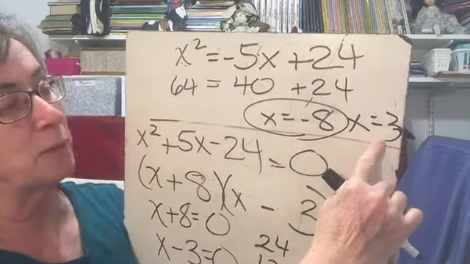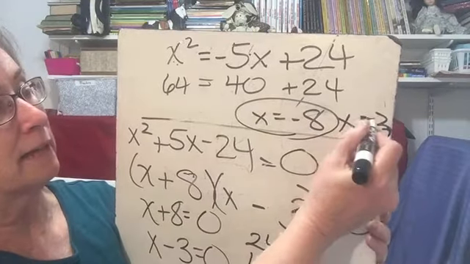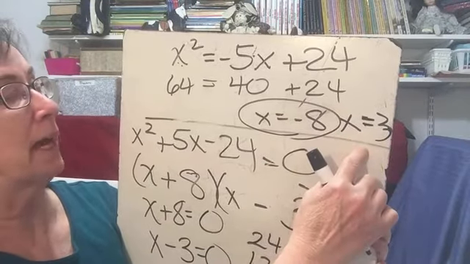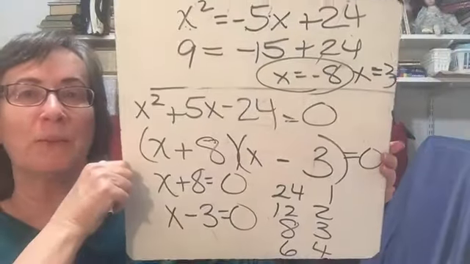So now let's plug in a positive 3. It's an equal sign, so we're going to plug in a positive 3. I plug in a positive 3 here, I get 9, because it's 3 squared. Minus 5 times a positive 3 is minus 15, plus 24. Is 24 take away 15 equal to 9? Certainly is. So that is your first practice problem.